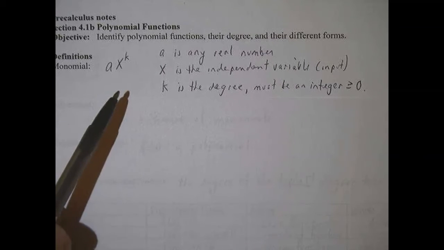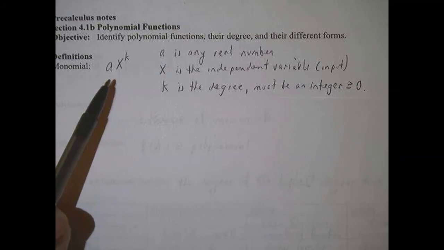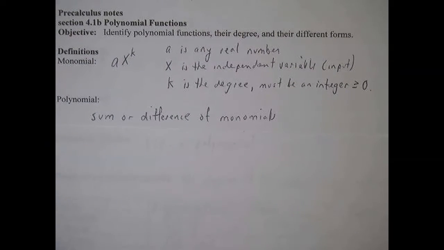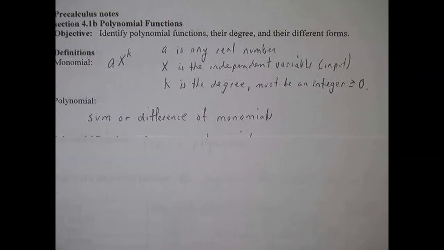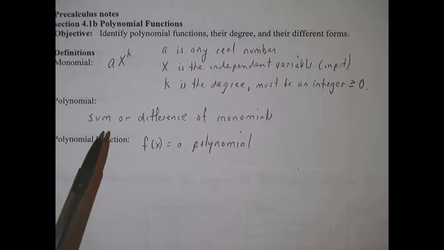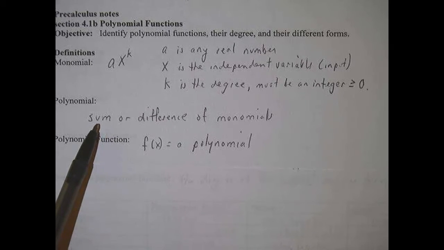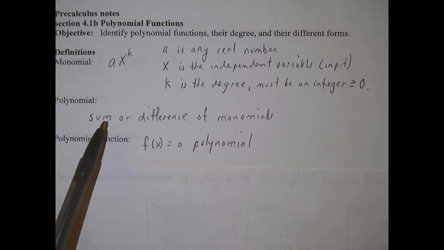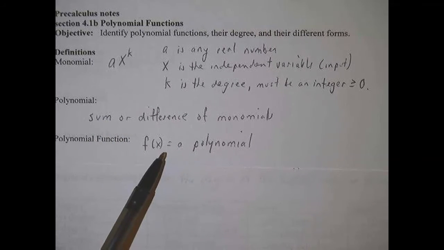A polynomial is a sum or difference of monomials. And a polynomial function is just a function that's equal to some kind of polynomial. So a polynomial can be like ax squared plus bx plus c without an equal sign. It's not even an equation. It's just a set of terms. And a polynomial function is when you have a function equal to that set of terms.